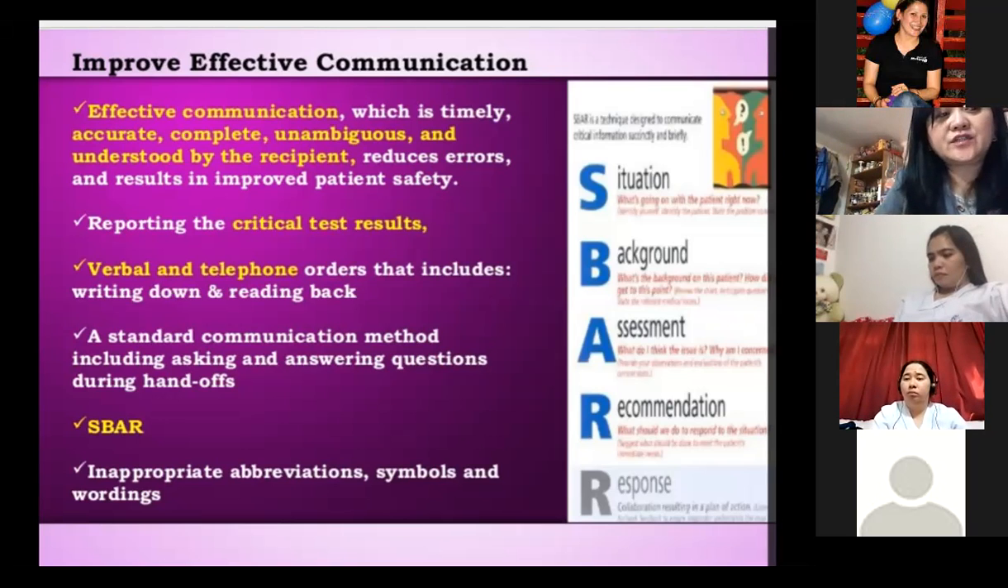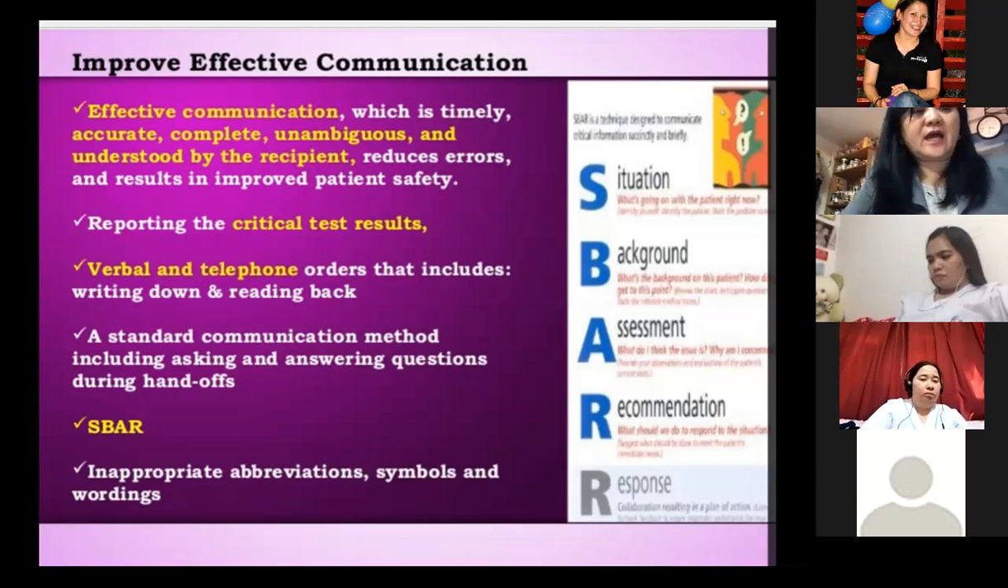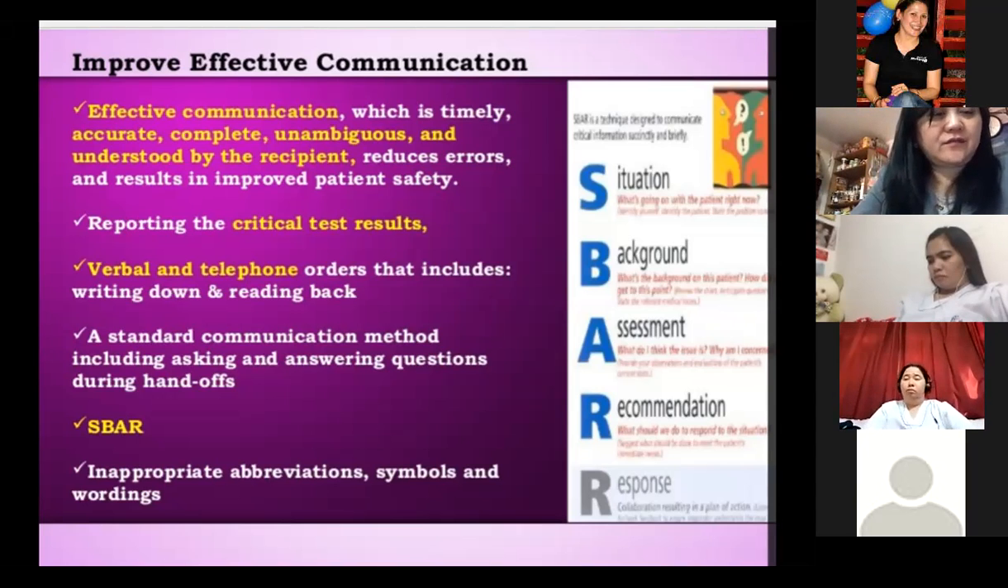Verbal and telephone orders should be included in documentation. Dapat nakasulat yan, you have to write it down, and it must be readable. And the communication method includes asking and answering questions during the hand-off. So there must be a question and answer for that effective communication.